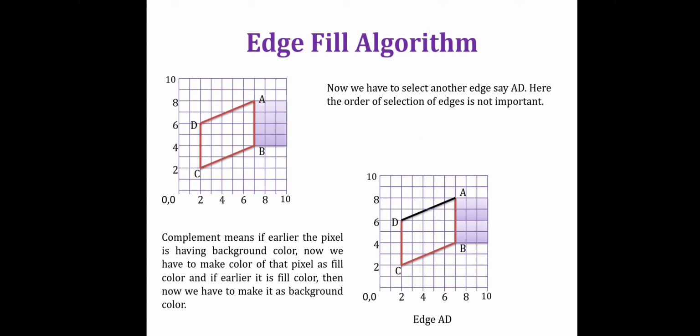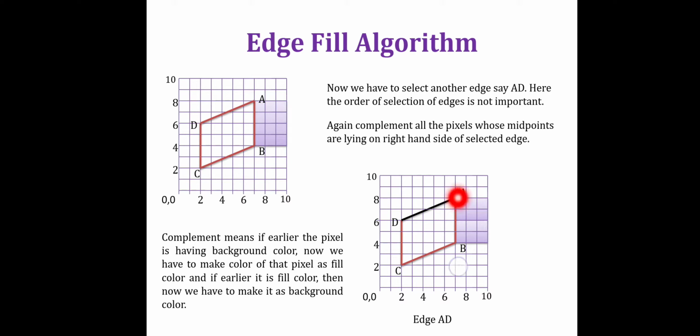Now what we are going to do here, whenever I am saying the edge AD, now I am going to complement the pixels which are at the right hand side of that selected line. So which is the right hand side of the selected line? You have to consider the point A and the point D, and the parts on the right hand side of A and D. You should not go below the D, you should not go above the A, only in between A and D and the right hand side of A and D. For that you have to complement the pixels over.